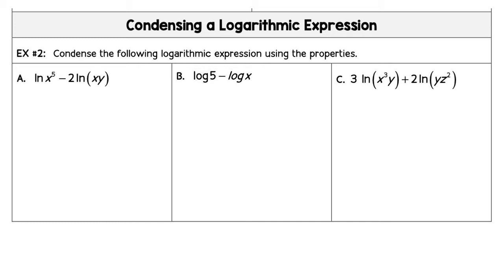In example 2, part A, I would move that 2 up to the front first. So we've got natural log x to the 5th minus natural log xy raised to the 2nd. The way I think about this is we know it's going to be a fraction because you're subtracting. So I do natural log, and I draw a fraction. If it's positive, you put it on top, and if it's negative, you put it on bottom. Natural log x to the 5th is positive, so x to the 5th goes on top. But minus natural log xy all squared is a negative term, so that goes to the bottom. So you're going to put xy squared in the bottom.